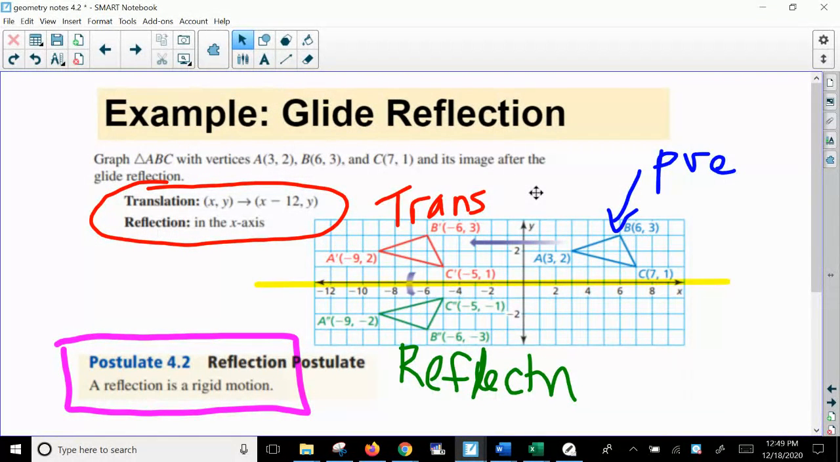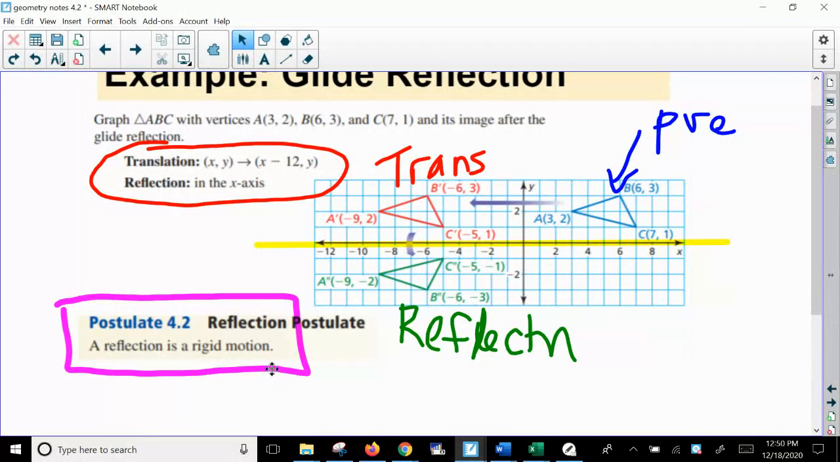This is an example of a glide reflection. So the pre-image is this blue triangle here. And when you do glide reflections, you have to go in order. So the first transformation is the translation using the rule (x - 12, y), which means that the blue triangle went to the left 12 units. Then the reflection is taking the one that got translated, the red one, and then doing the reflection rule, which is reflection over the x-axis. So the red one got flipped over the x-axis to form the green triangle.